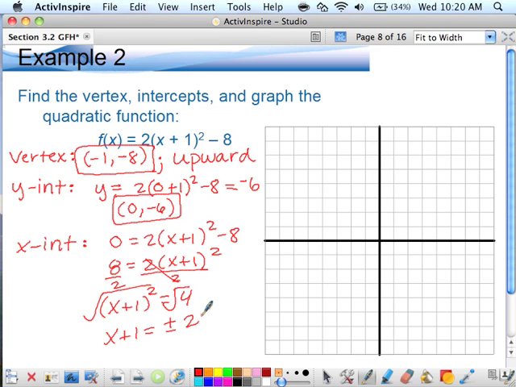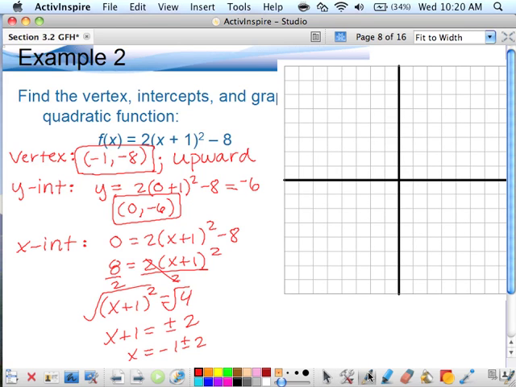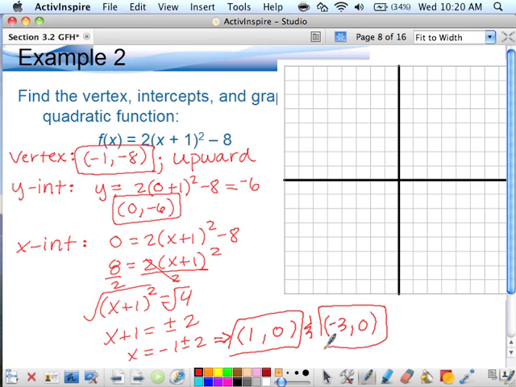So our x-intercepts appear to be negative 1 plus or minus 2. Let me move this up a little bit here so we have a little more room. In this case, that gives us which two numbers? Positive 1 and negative 3. So that's where it's going to hit the x-axis, at positive 1 comma 0 and negative 3 comma 0. So that gives us 4 points. And truthfully, that's probably enough if you want to go ahead and graph it.